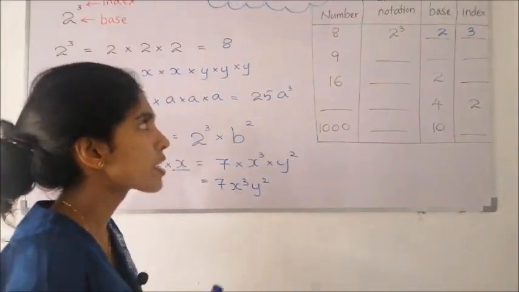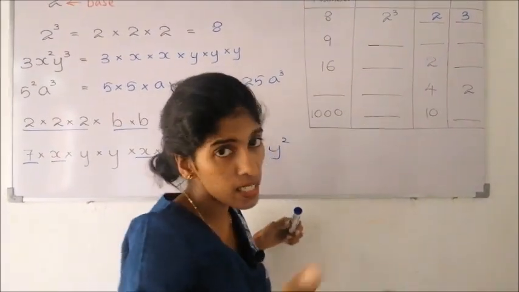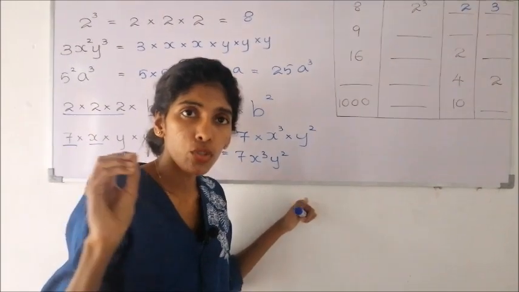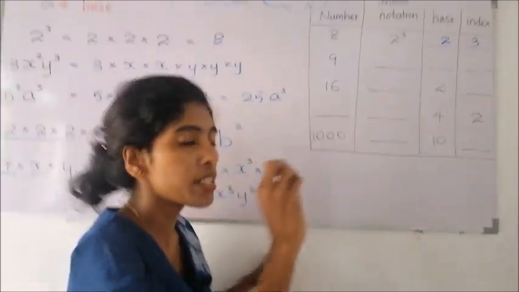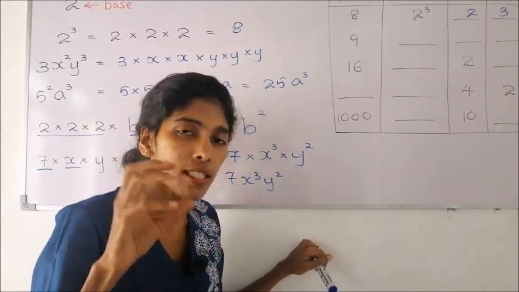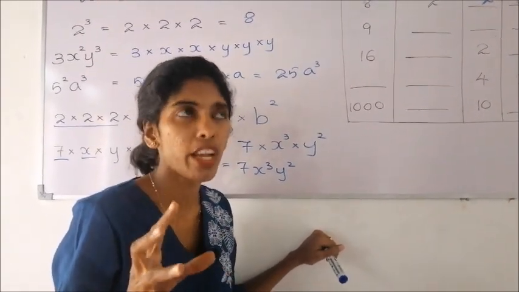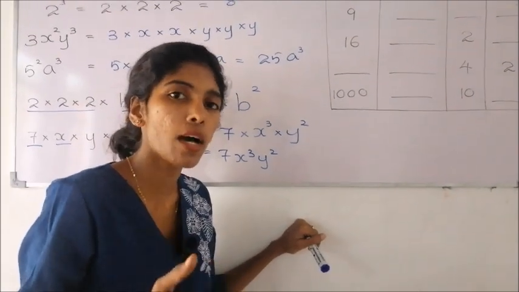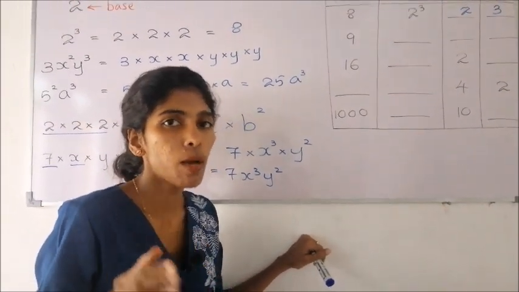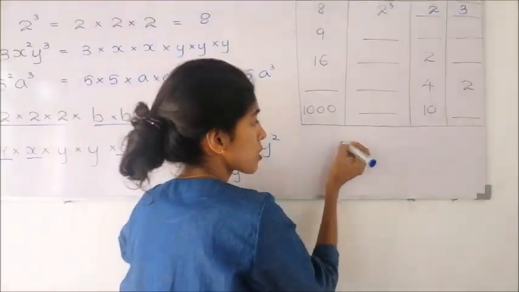Then children, you are given a number but no index notation, base, index, nothing is given. But you should know that we can write any given number in index notation. You must divide it by what? Divide by prime numbers. You know prime numbers 2, 3, 5, 7, 11. Those are prime numbers, okay? So by prime numbers we must divide repeatedly downwards.